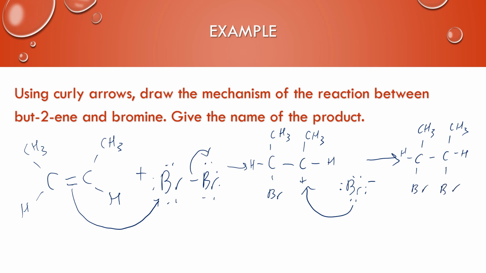And the name for this one would be 2,3-dibromobutane, because there's 4 carbons. Doesn't matter which carbon you start numbering at, as long as it's at the end of the chain. 1, 2, 3, 4. And so the bromines are on carbons 2 and 3. There are 2 bromines. It has 4 carbons in the chain, and there's only single bonds.